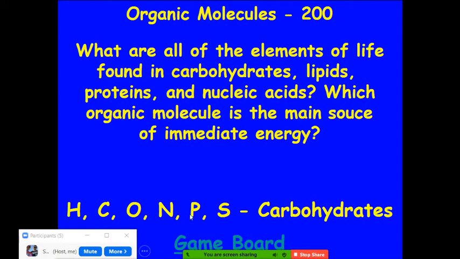Therefore, if you see an element that is not part of this list on the test, that is the one that is not an element of living things. And quick energy source, we're talking carbohydrates, we're talking breads, tortillas, candy, sugar, all that stuff.